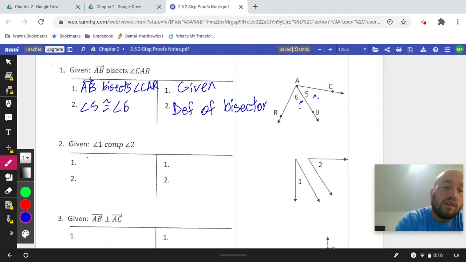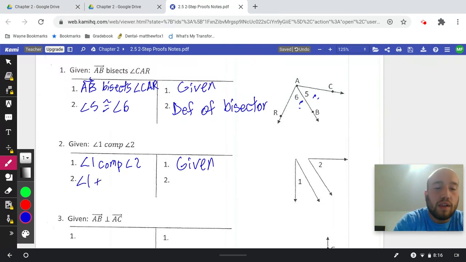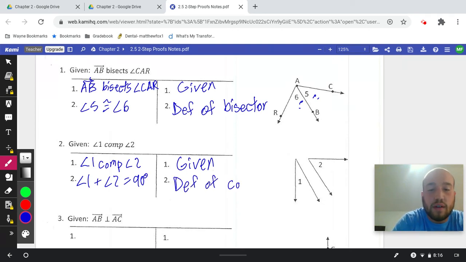Okay. So another one here. Given angle 1 is comp to angle 2. So once again, that is given to us. And hopefully you know comp is short for complementary. So that means that angle 1 plus angle 2 will be equal to, hopefully you said, 90 degrees. And that is our definition of complementary.